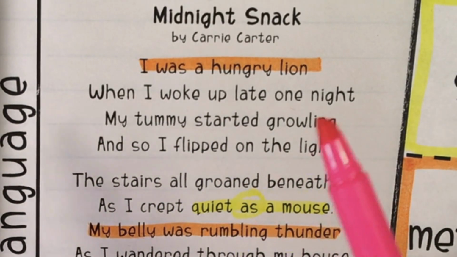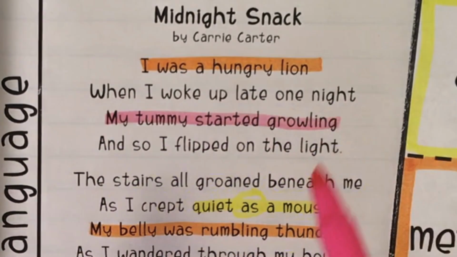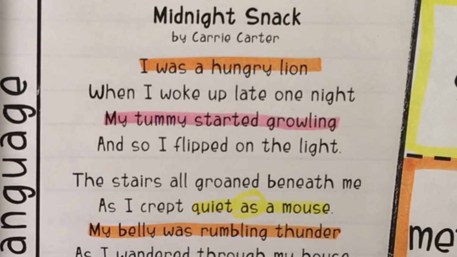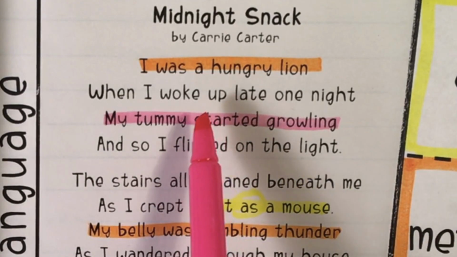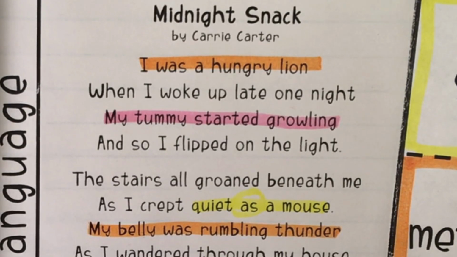All right, we know what that means because we hear it all the time. It is a figure of speech. That's why we call it figurative language. But my tummy can't actually growl. It really is something that a person could do. A person could growl. Your tummy definitely could not. So that is an example of personification.